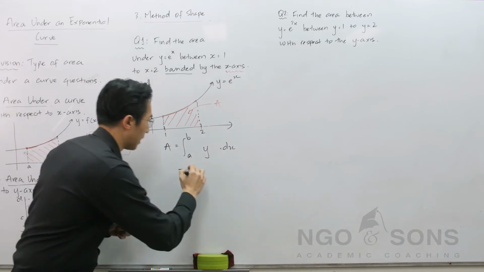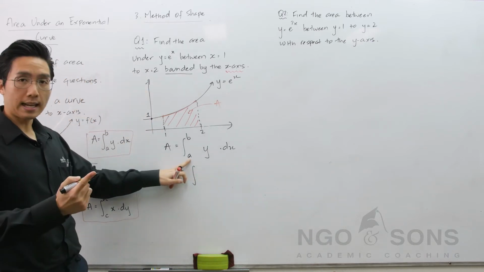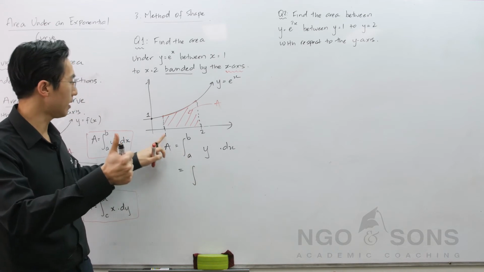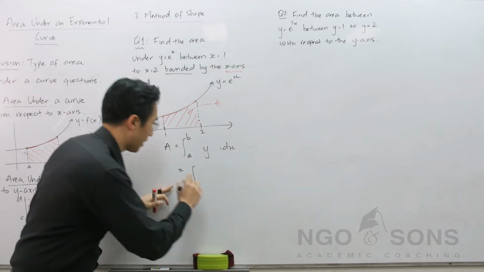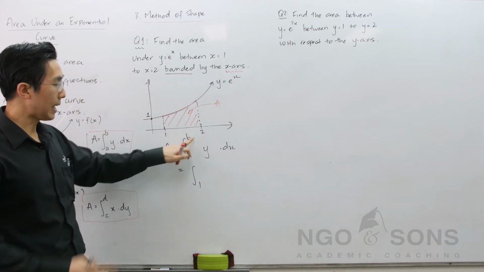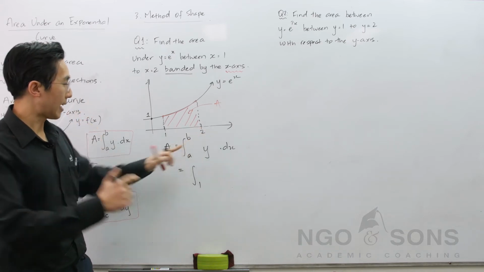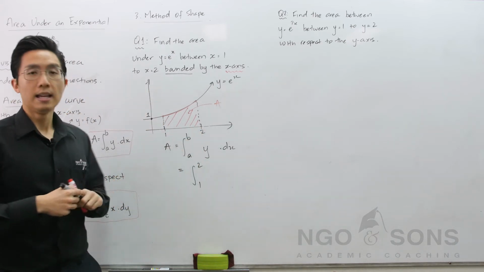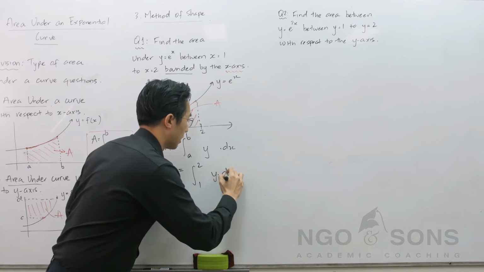Let's try this out. Integral, a, what's that again? It is the first border on the x-axis. In this case, it's 1. What's b again? It's the second border on the x-axis. In this case, it's 2. Now you write y dx.